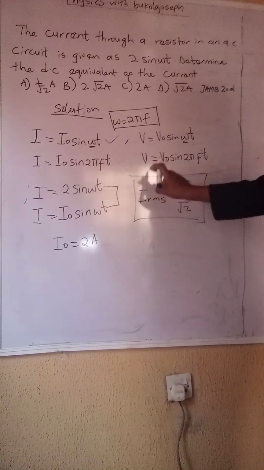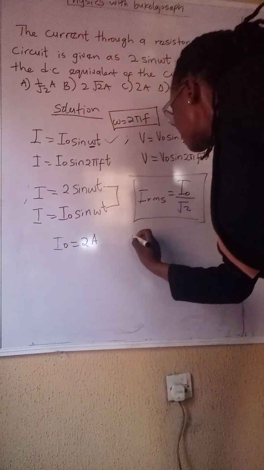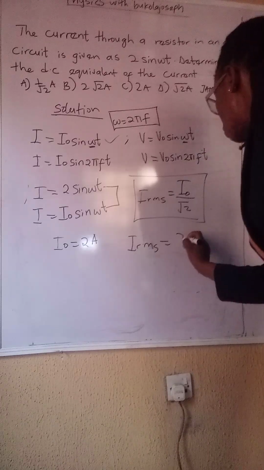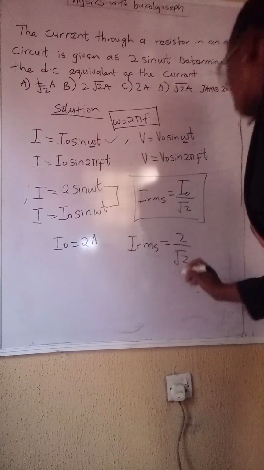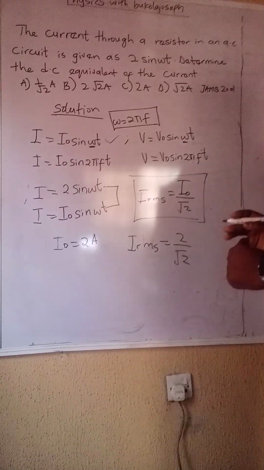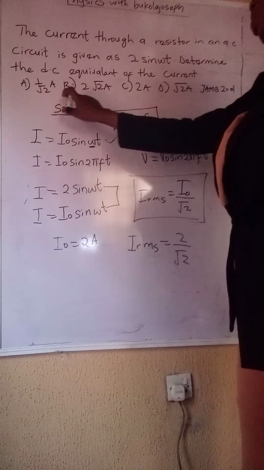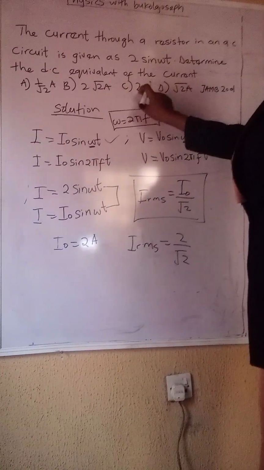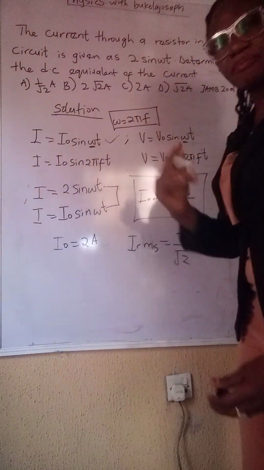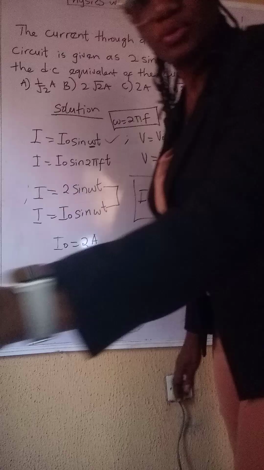Now we'll substitute this here to find the DC equivalent for an AC. So we have I RMS is equal to 2 all over root 2. So this is supposed to be the answer. But let's see our options if we will have this. We have 2 over root 2, no. 2 over root 2, no. So let's further simplify and still check if we will get the options there.